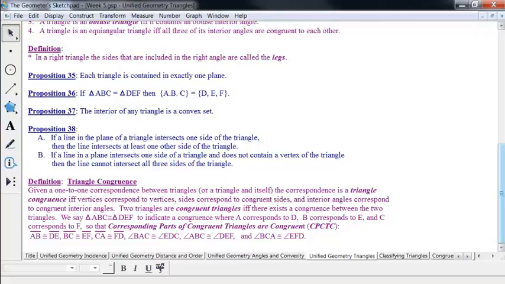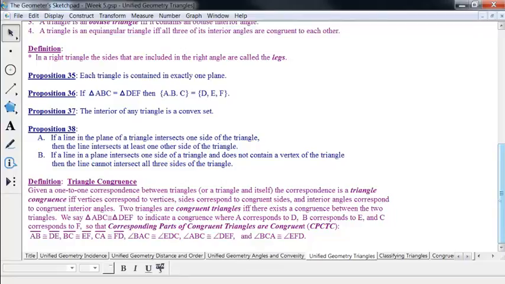Proposition 38: if a line in a plane of a triangle intersects one side of the triangle, then the line intersects at least one other side of the triangle. If a line in a plane intersects one side of a triangle and does not contain a vertex of the triangle, then the line cannot intersect all three sides of the triangle. And that's very closely related to the theorem of Pasch.